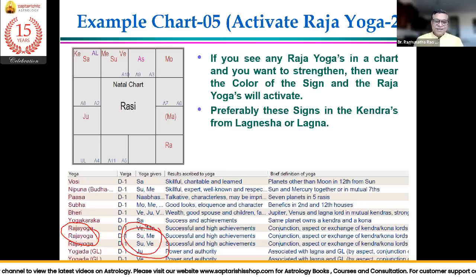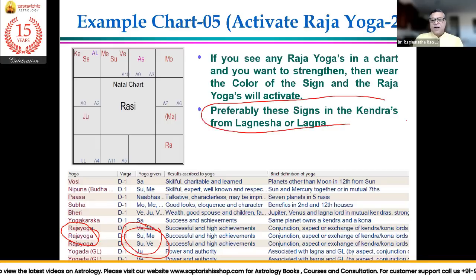lord of the Rashi. And also what I found in my practice is that preferably these signs should be Kendra from Lagna or Lagnesha. Then I think the results will be phenomenal, right? So with that, I think you can also look at multiple things.